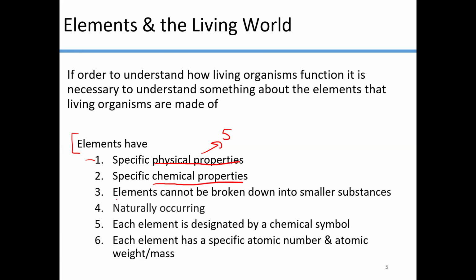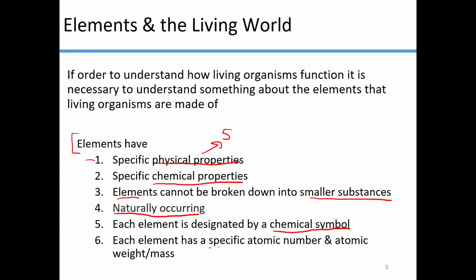Now, remember, elements cannot be broken out into smaller substances, because these are going to be our starting points or building blocks. So again, these are our smallest denominator. They are naturally occurring, so you will be able to find these in nature. And elements, just like we talked about previously, do have chemical symbols that will denote which ones are which and how to differentiate between them.